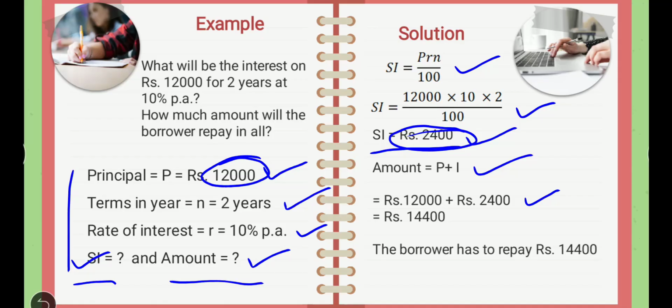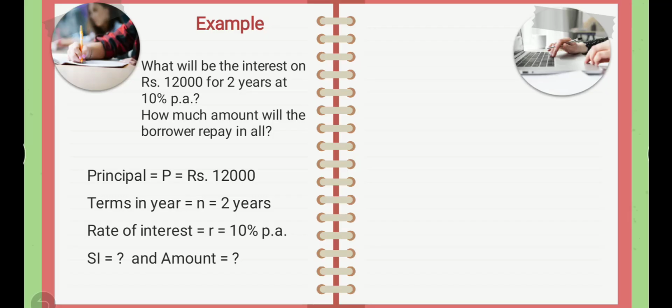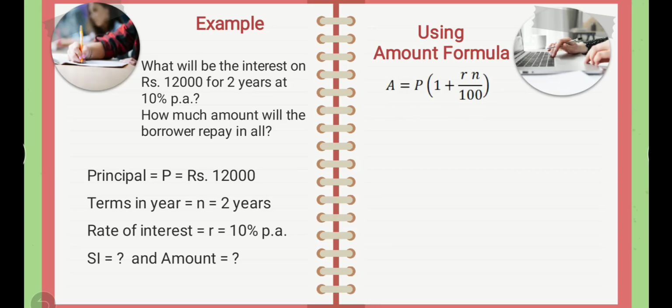interest. आपण आता पाहूया की सिंपल इंटरेस्ट मध्ये डायरेक्टली अमाउंट कशी कॅल्क्युलेट करायची. By using the formula for amount we can calculate the amount. What is the formula for amount? P into bracket 1 plus R multiplied by N divided by 100.